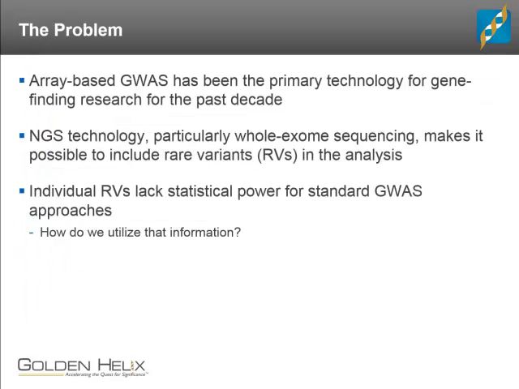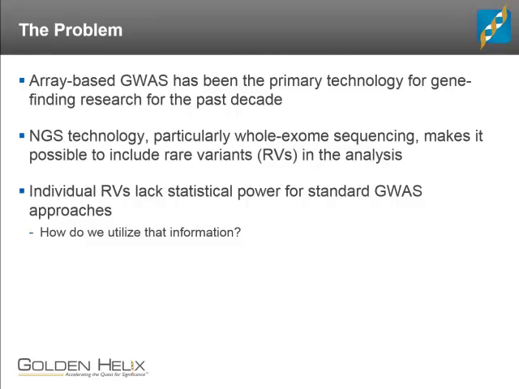So what is the problem here that we're trying to address? A lot of us in the field, myself included, have quite a bit of background and experience working with array-based GWAS methods. This has been really the primary technology for gene finding research for the past decade or more. Over the last several years, gradually that's been swinging more towards sequencing-based technologies. Now, the NGS technology, especially whole exome sequencing, which is being done in very high volumes right now, makes it possible to include rare variants in an analysis.